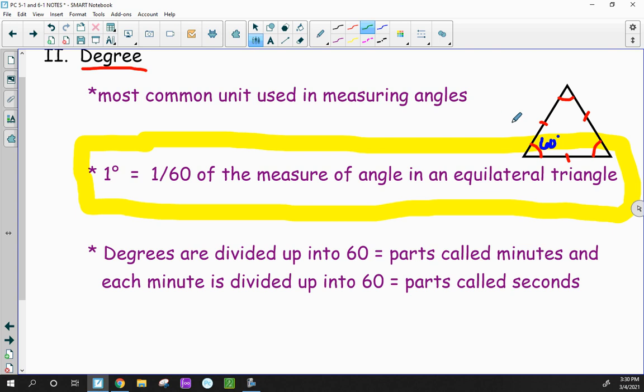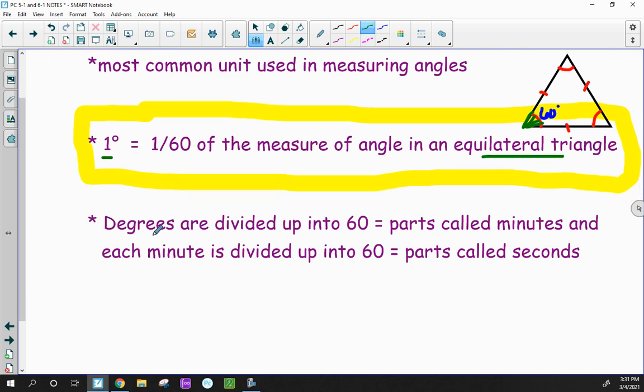So imagine, and this is very difficult to show, but imagine that you were able to draw 60 rays coming out from that one angle. They would be super close and so small, it would be very hard to see. But each one of those is 1 degree. So that's where that degree comes from. Okay, so degrees are all related to the measures of angles in an equilateral triangle.